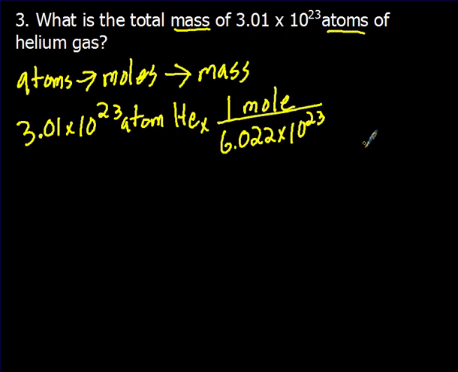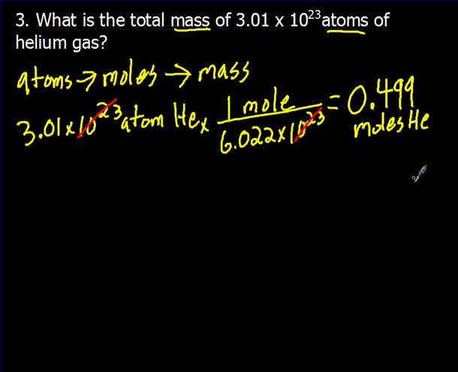Now what's good about this problem is, as you can see, the 10 to the 23rd will cancel out here. So in effect, you're really just doing 3 divided by 6, just about. So this will give you about 1/2, and if you do the calculation, it is 4.99. And now this is in moles of helium.